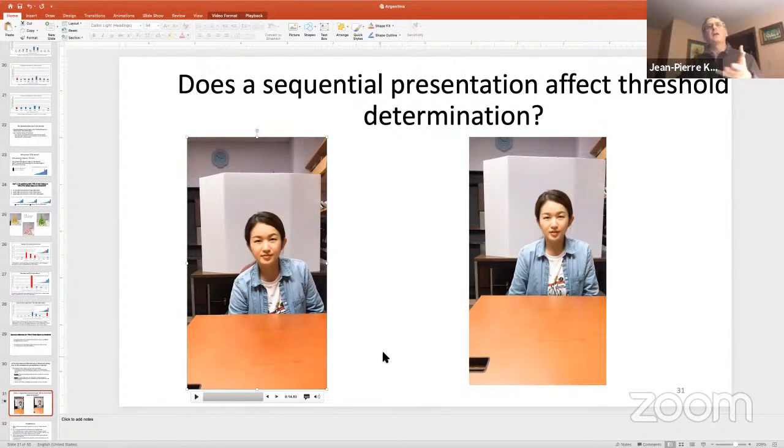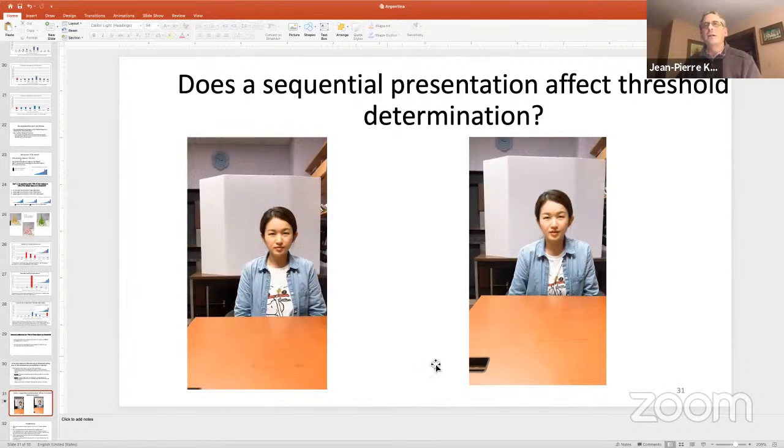So that's the presentation. This is, of course, a subset. There were 20 objects, but you get the picture, so to speak, of the movie.